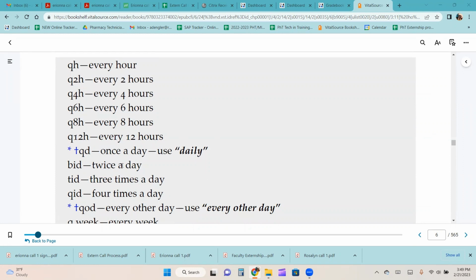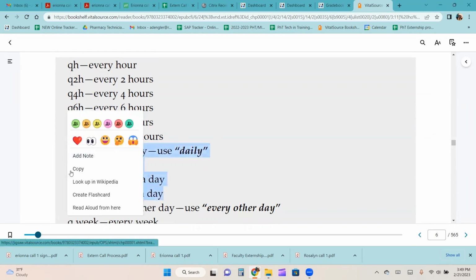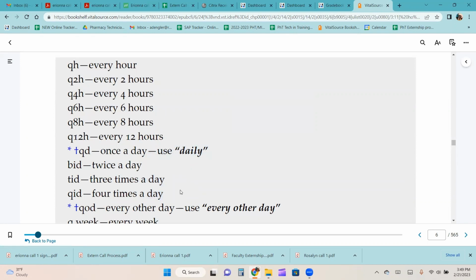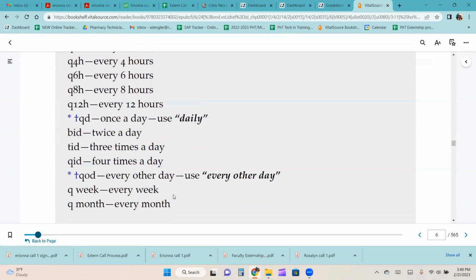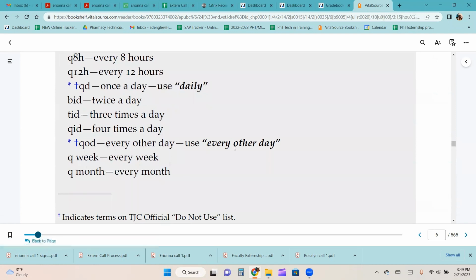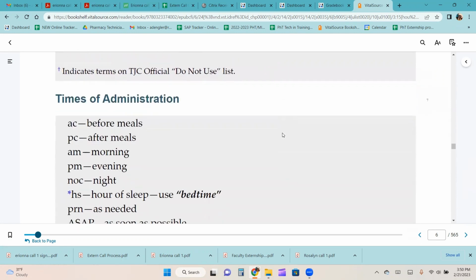BID, which is twice a day. TID, which is 3 times a day. QID, which is 4 times a day. So these 4 here are really important. I mean, they all are important, but those are the ones you're going to use a lot. Every other day is QOD. Of course, that's on the do not use list. Q week is every week, and Q month is every month.